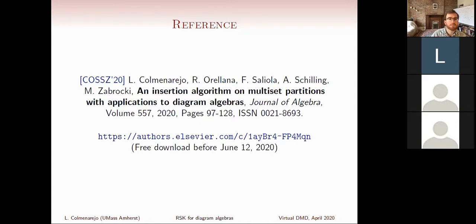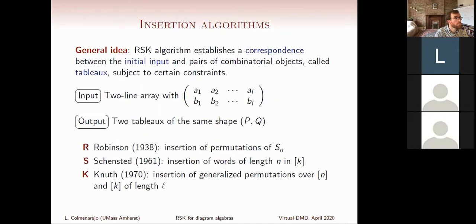My idea is to introduce a little of what we are doing in the paper. The first thing we do is go through what an insertion algorithm is from the combinatorial point of view. The general idea is that what we call RSK gives us a correspondence between our input and pairs of combinatorial objects called tableaux. When I think about an RSK algorithm, you give me a two-line array, and I give you back a pair of tableaux that have the same shape.